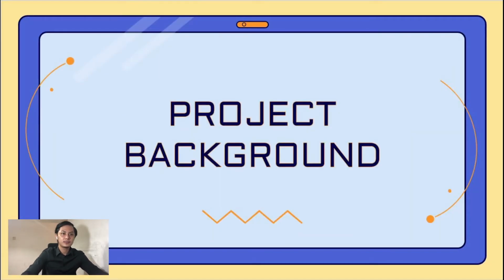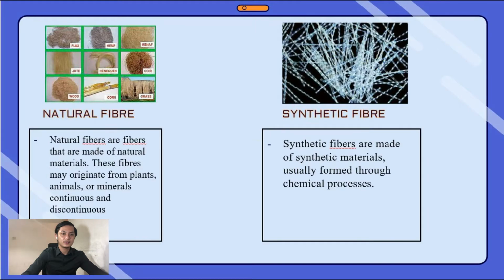For the project background, it consists of natural and synthetic fiber. Natural fibers are fibers made out of natural material that come from plants, animals or minerals. The raw natural materials are spun into threads and yarns that are then woven or knit into natural fabrics. There are two general categories of natural fibers: animal-based or plant-based. Animal-based natural fibers include silk and wool, while plant-based natural fibers include cotton, linen, and jute.